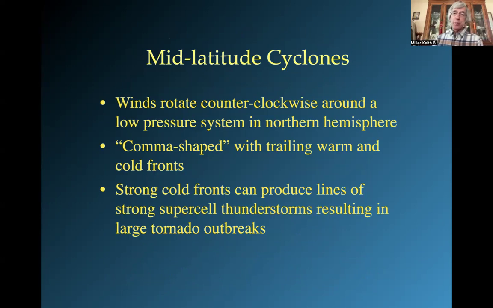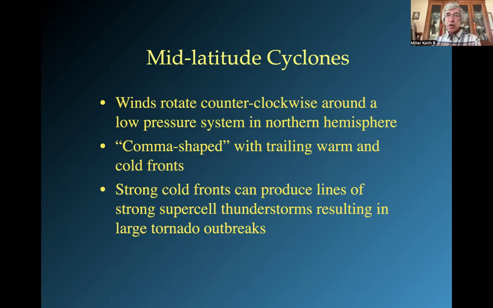Another type of storm that we can look at are called mid-latitude cyclones. Cyclone just means that you have a circulating storm. Mid-latitude cyclones are very large storm systems. And because they're based on low pressure systems, they rotate counterclockwise in the northern hemisphere and clockwise in the southern hemisphere.